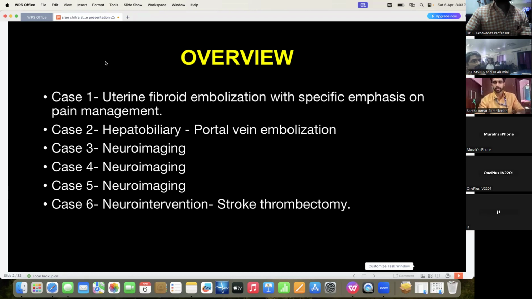I was doing only stroke thrombectomy and carotid artery stenting, as they can be done under monitored anesthesia care, MAC. So only those two cases were being done. All these 6 cases I'll be presenting today.